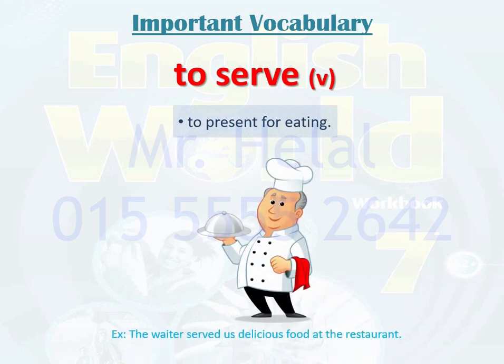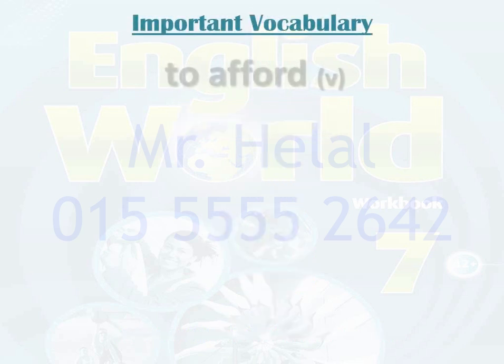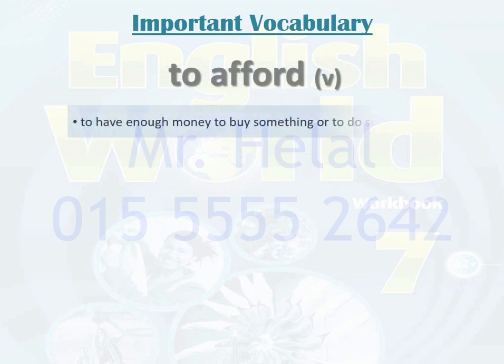Example: The waiter served us delicious food at the restaurant. يعني الجرسون قدم لنا أكل لذيذ في المطعم. To afford. To afford is a verb which means to have enough money to buy something or to do something. Afford يعني يكون معاه فلوس كفاية علشان يقدر يشتري حاجة أو يعمل حاجة.